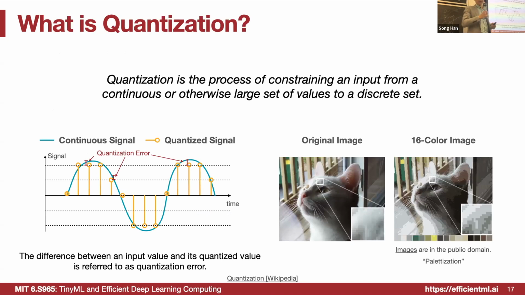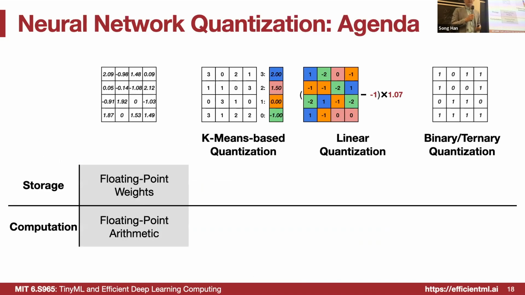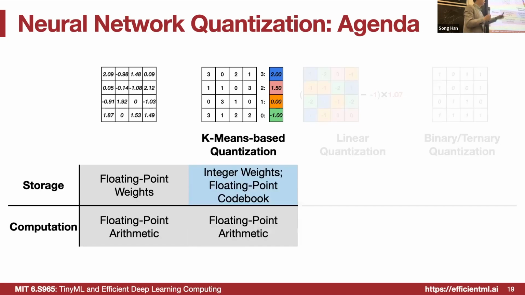All right, so let's continue to talk about quantization. Okay, so there are several methods for quantization. Let's start with the most naive one, which is, of course, using floating point numbers to represent both the weight and also the activation, right? And also we are going to use floating point arithmetic. The other way is K-means-based quantization.